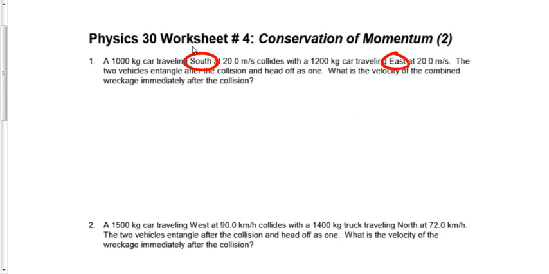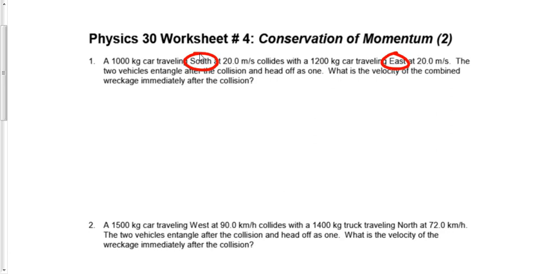The 2 vehicles entangle and head off as one. What's the velocity of the combined wreckage immediately after the collision? So we know we have to do x and y components here, but before we even think about x and y, we have to draw a diagram. We call it a situational diagram. Not a vector diagram, that comes later. Not a free body diagram, that shows forces acting on things. This just describes what's going on in the situation.